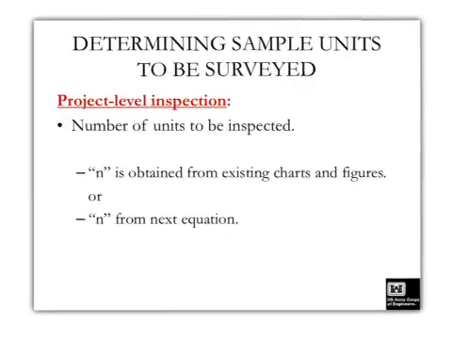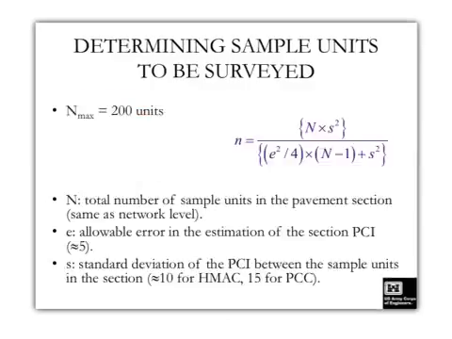Now when it comes to project level inspection, sometimes we would use historical existing charts and figures to know how many sample units we need to inspect, or we can use the following equation to relate the number of inspected units versus the total number of units available. So if we look at this equation here, we can define n, small n, the number of sample units that need to be inspected. Remember, those equations were built on the assumption that we have a maximum of 200 units in every section.